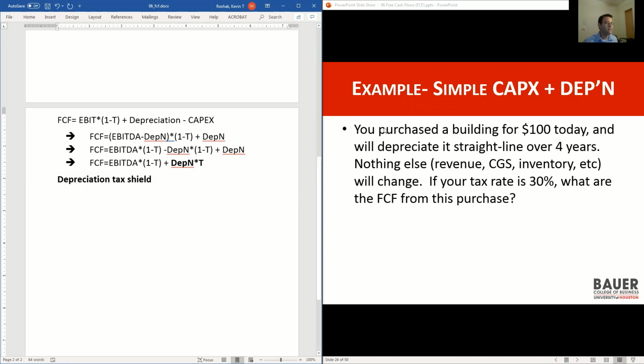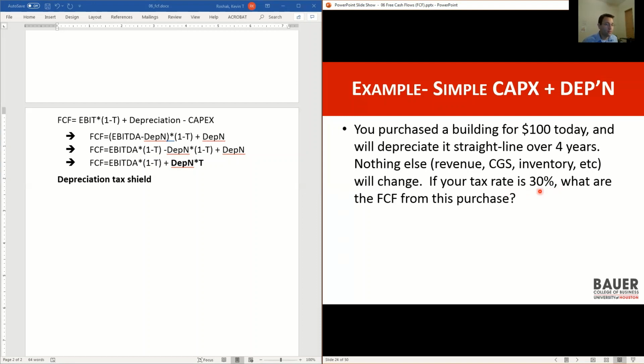Okay. So in this example, you bought a building for $100, and you're going to depreciate it straight line for 4 years. And that's it. You're not actually going to do anything with the building. You're not going to use it to generate revenue. You're not going to have any other expenses. You're not going to put anything in there. Nothing else is changing. It's really just, I'm going to buy a building and sit in it for 4 years. Okay. So this is as simple of an example as I can think of for CAPEX and depreciation.